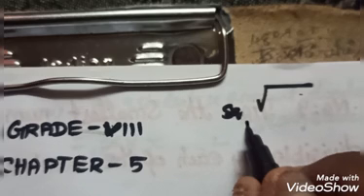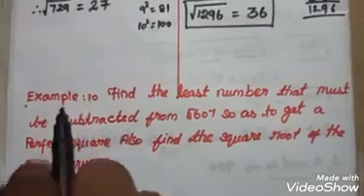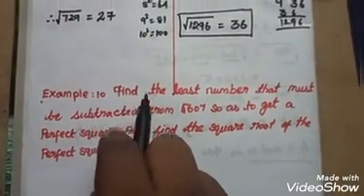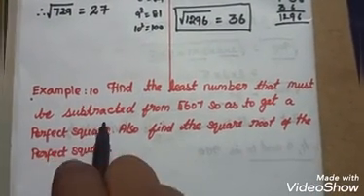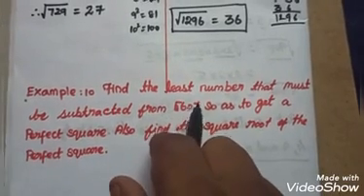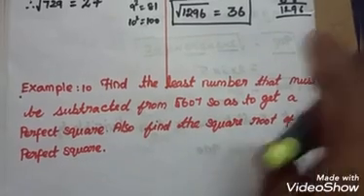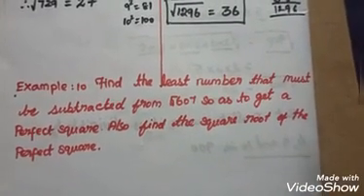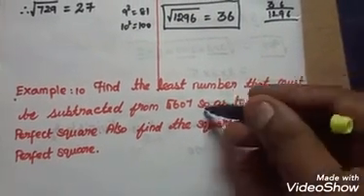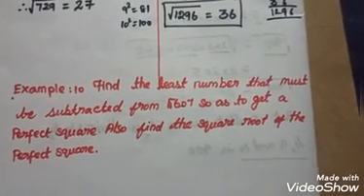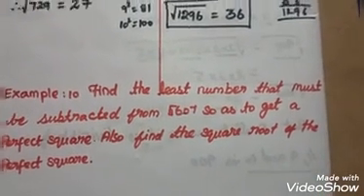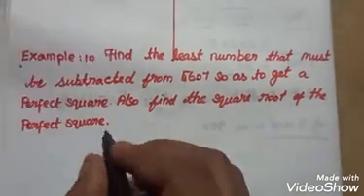Next we move on to example number 10. Find the least number that must be subtracted from 5607 so as to get a perfect square. Also find the square root of the perfect square. So we need to subtract some number from this 5607 to make it a perfect square. First we need to go with the long division method.